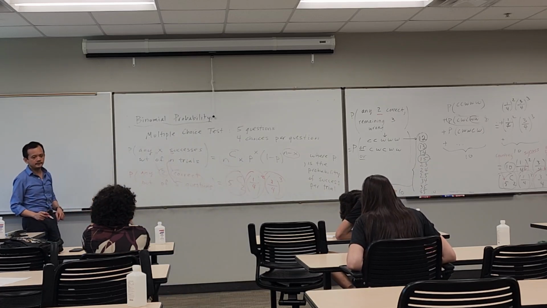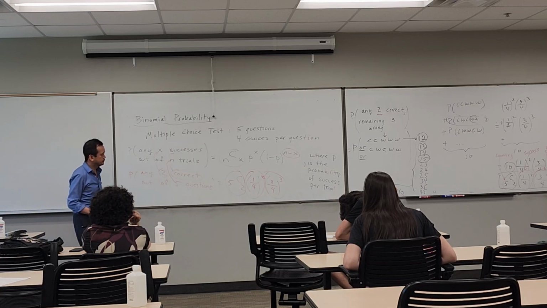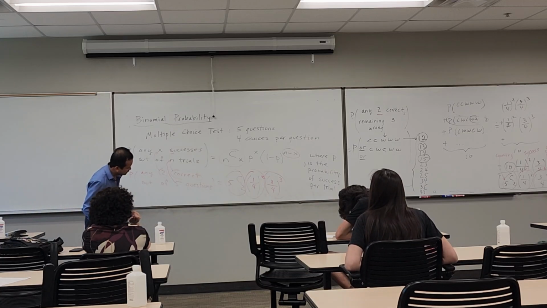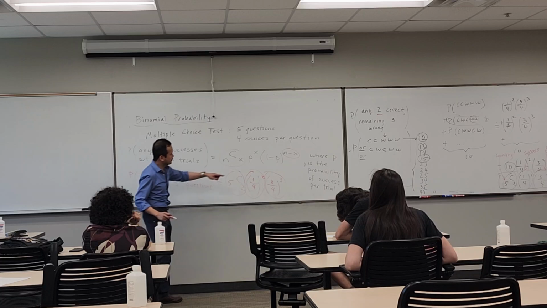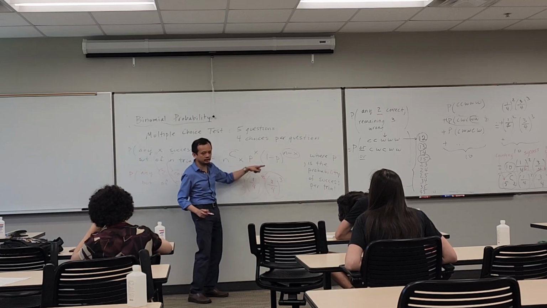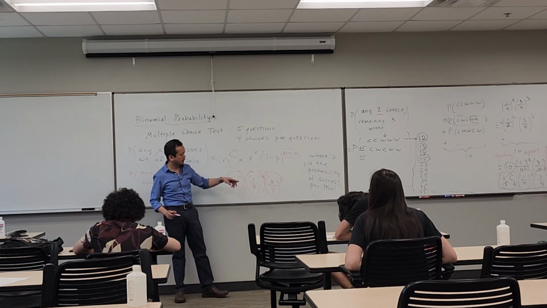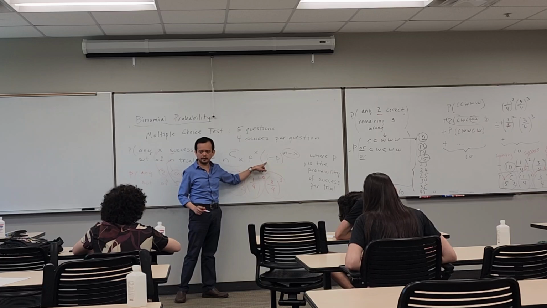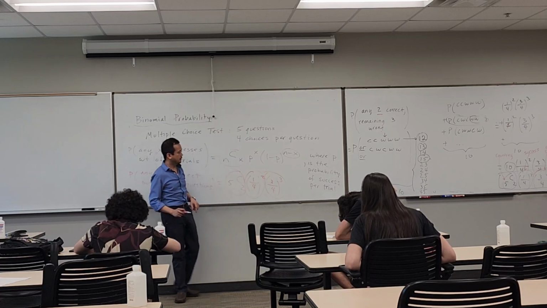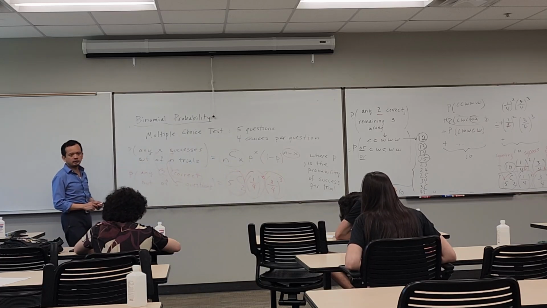Any questions there? Is the 1 minus p the 3/4? Yeah, that's the 3/4. This 1 minus p is 3/4, and specifically it's the probability of non-success, or the probability of getting the question wrong, I guess. Okay, any questions, guys?